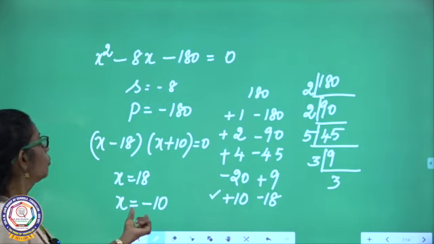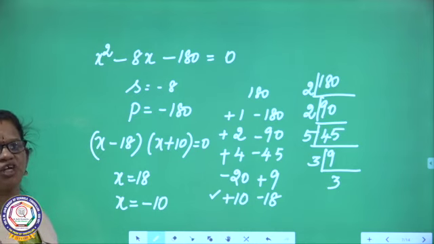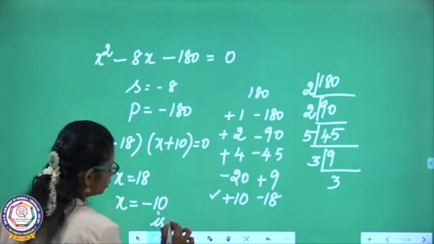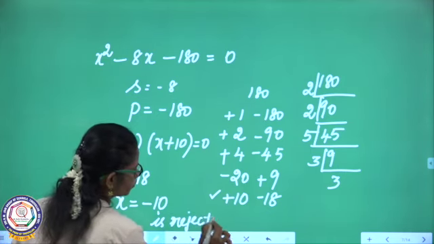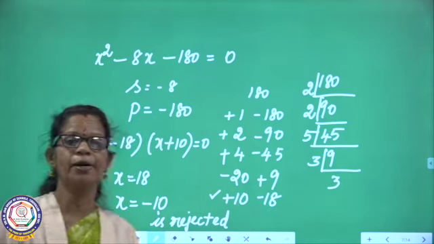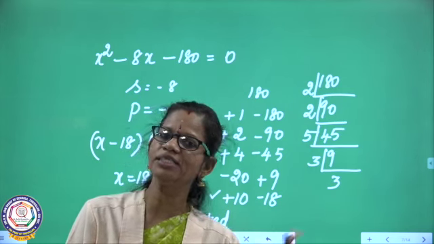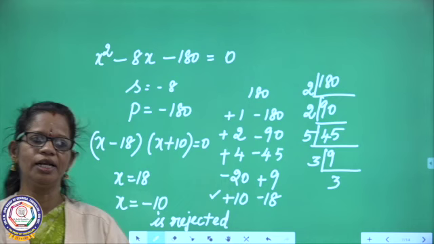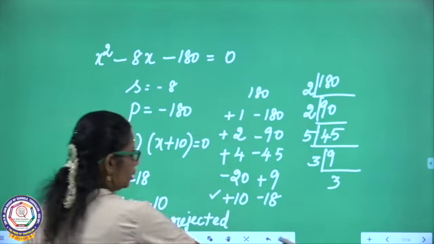x is equal to minus 10 is rejected. Why, I will tell you. It is rejected. That means, what is the position of the larger number? The larger number is 18, right? But in the question they are asking to find the larger number and the smaller number.